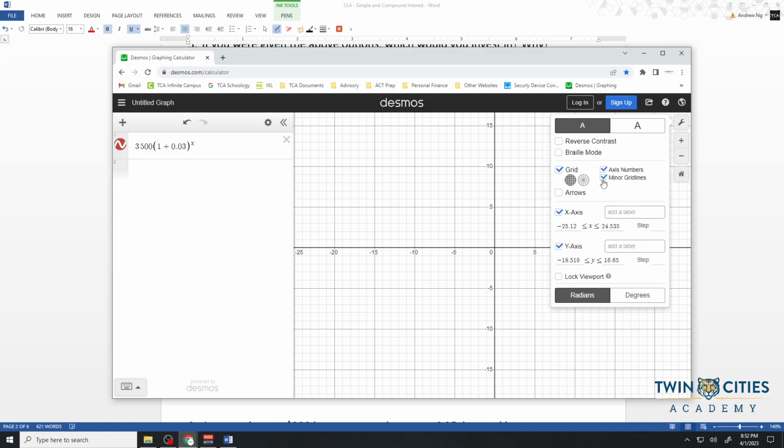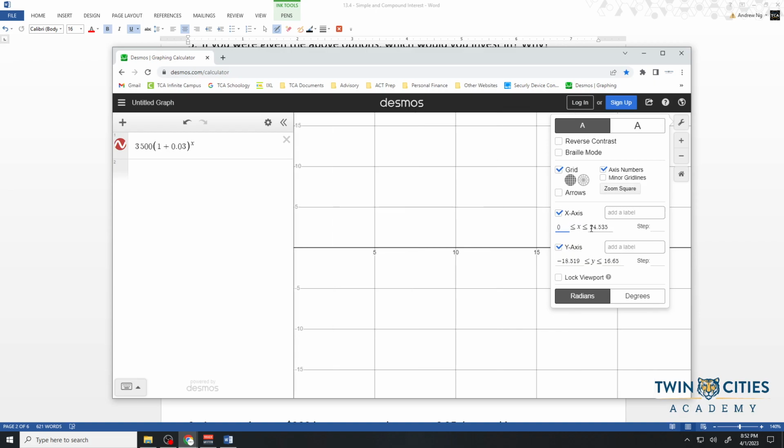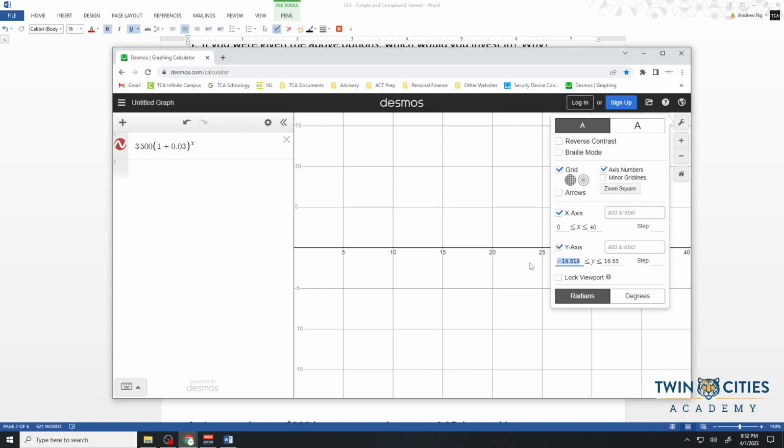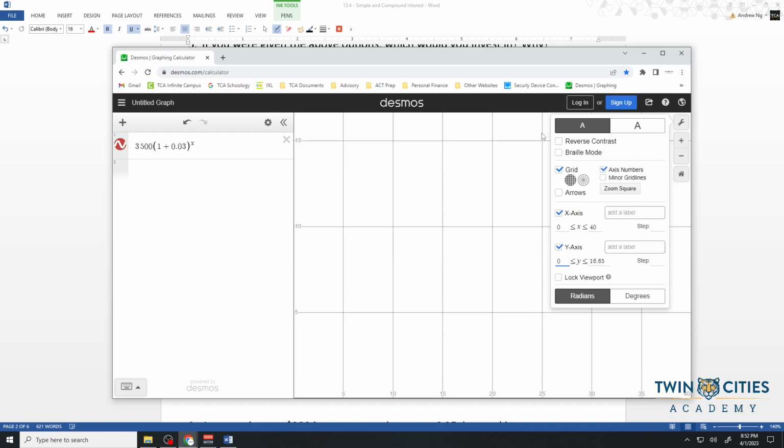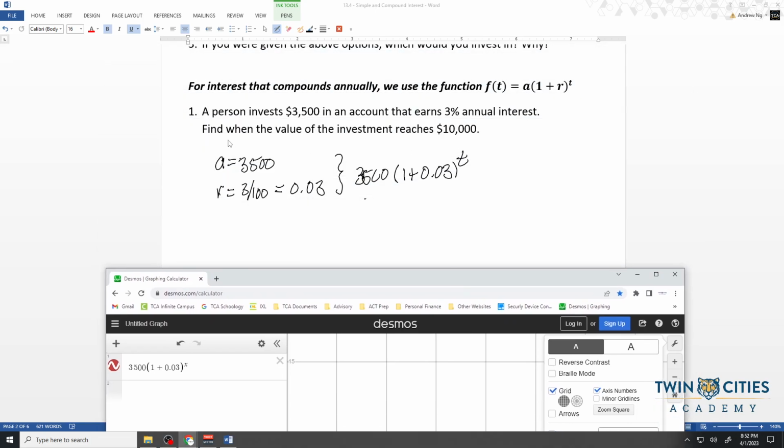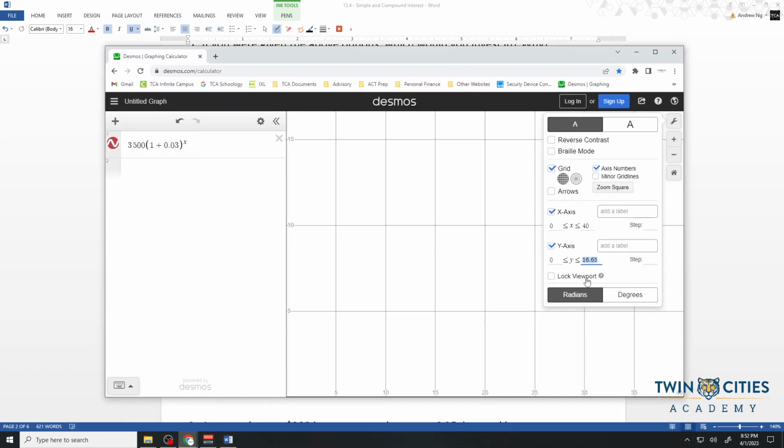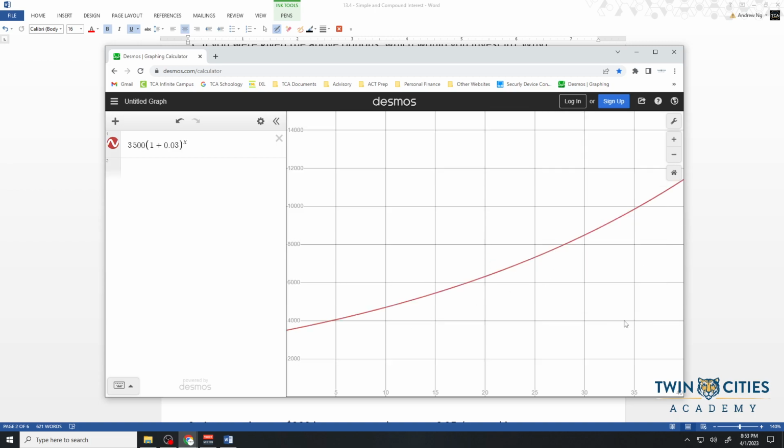I always get rid of the minor grid lines. I think it looks better without them. That'll be up to you. That's optional. For the x-axis, this is representing time. So let's start at 0 for 0 years, and let's just go to maybe 40 years or so. The y-axis, this is going to represent the money in the account. So we'll say 0 to, what am I looking for? I want to find when the value reaches 10,000. So let's do a little bit more than that. Let's say maybe 15,000. And there's my graph.